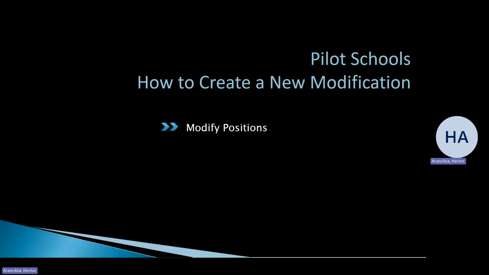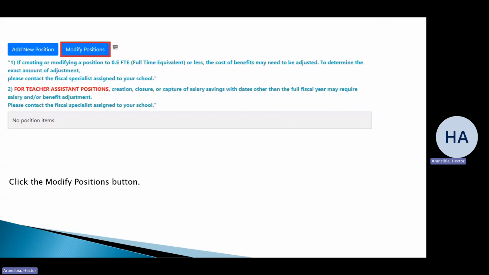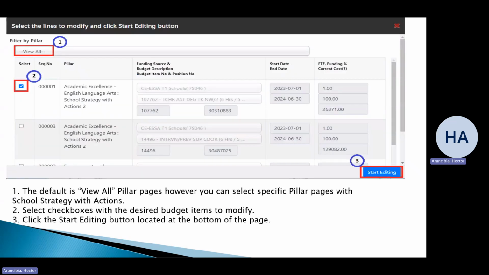And now we'll show you how to modify positions. So you click the Modify Positions button. Now, the default is View All Pillar Pages, but you can filter for specific pillar pages for the school strategy and actions desired. So select the check boxes with your desired budget items that you want to modify, and then click the Start Editing button, which is located at the bottom of the page.